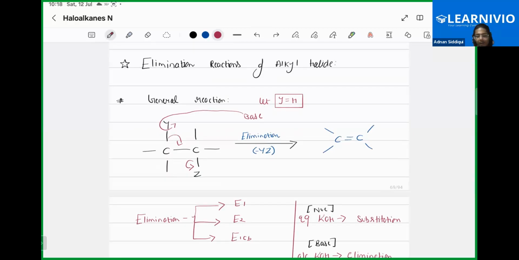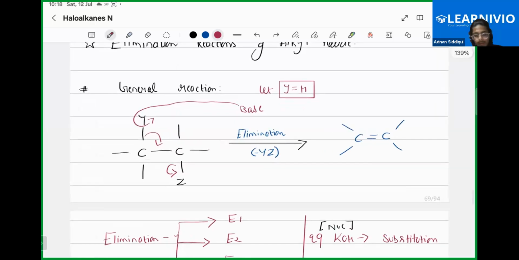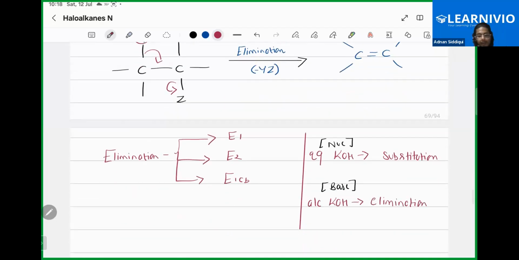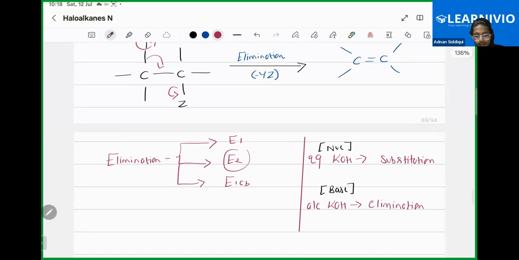Yes, sir. So we will have a base. Suppose Y is a hydrogen, it will abstract that hydrogen and give you an alkene. This is elimination basically. Elimination is of three types basically: E1, E2, E1CB. This E1 and this E2 are similar to SN1 and SN2. We will talk about it. E1 is exactly similar to SN1. Although E2 and SN2 have slight differences, E1 and SN1 are almost the same.